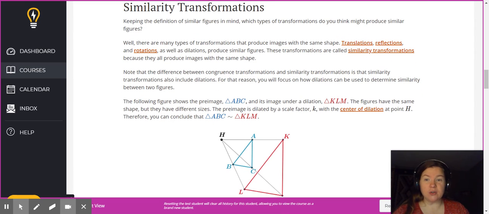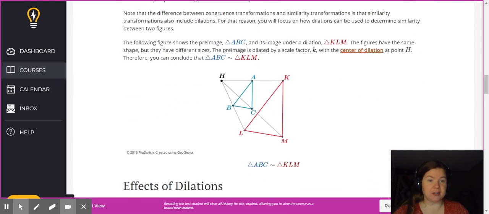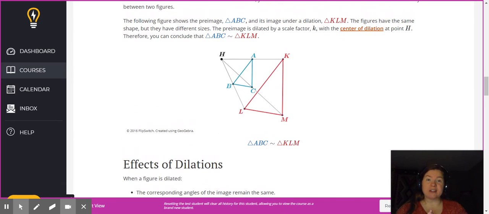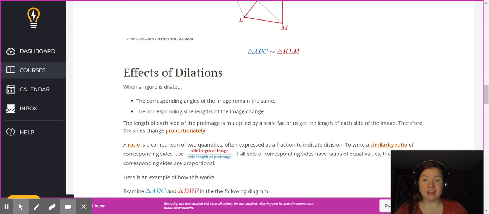There are many types of transformations. We talked about those, so these are some specifics. Notice right here, there's the H. That's the center of dilation, the point that things grow or shrink from. Then there's also the scale factor between H and A, or A and K. With this particular one, A is halfway between H and K. The blue one is the pre-image, and the red one is the image. Since it's halfway between, we have two things that are the same length, that would be the scale factor of 2.